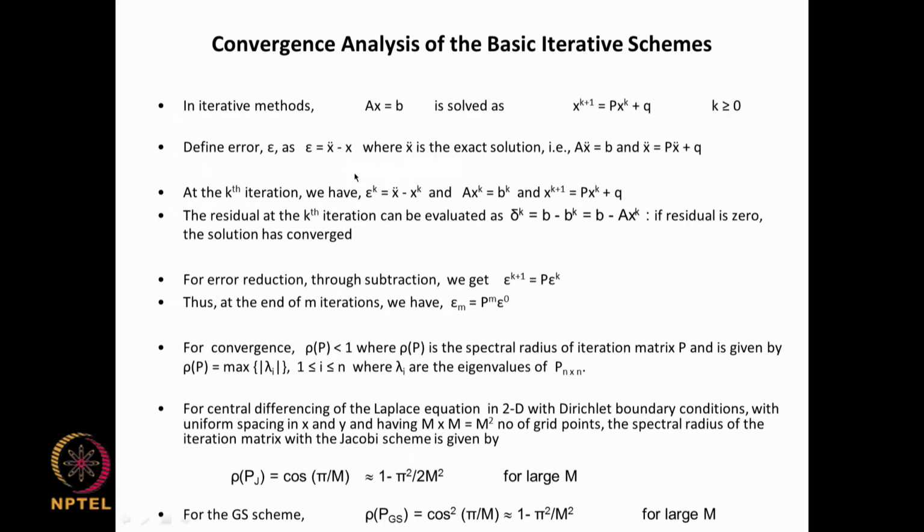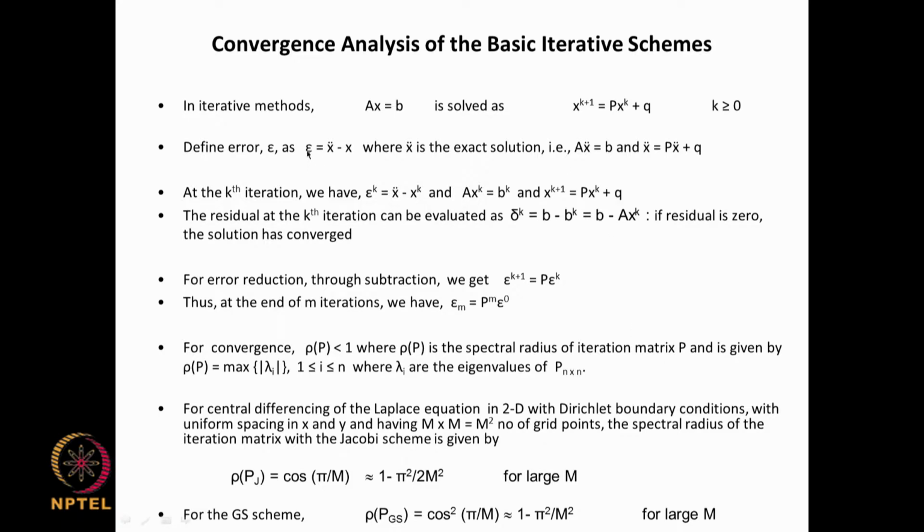It is not like acceleration of x, it is not like d squared x by dt squared, it is just a symbol to distinguish between the exact solution, which is this x double dot, and the current solution, which is x^k. The exact solution is such that when you substitute x double dot, you get A x double dot equal to b, and it also satisfies this equation, so we also have x double dot equal to P x double dot plus q.